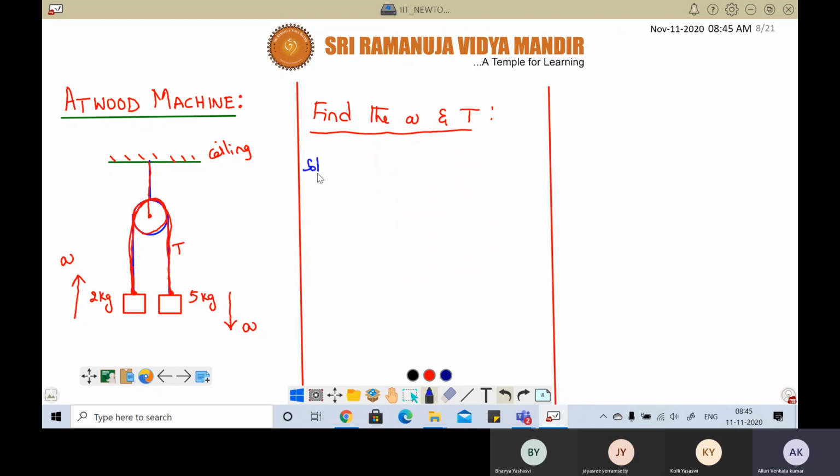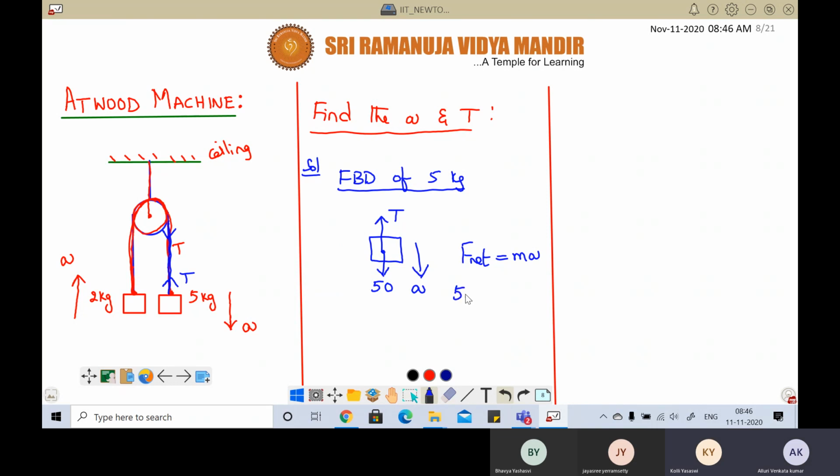So now, first draw the free body diagram of the 5 kg block. Tell me what are the forces. First force is the gravitational force, mg, that is 5 into 10, 50. Next, the tension force. This string will apply force at this point, upward. Is this block at rest or in motion? Motion, it's going down, with acceleration a. So what is the equation? F net equals ma. So 50 minus T equals 5a. Equation 1.